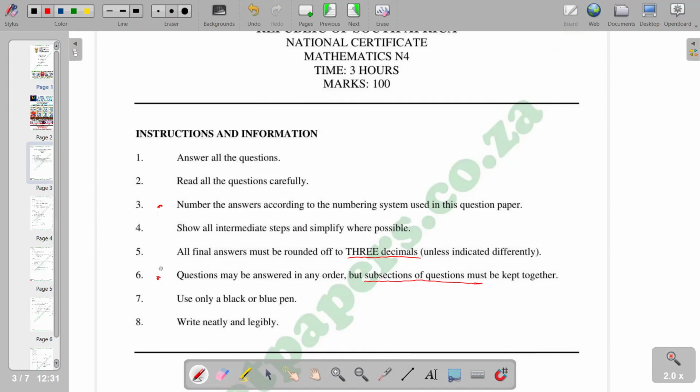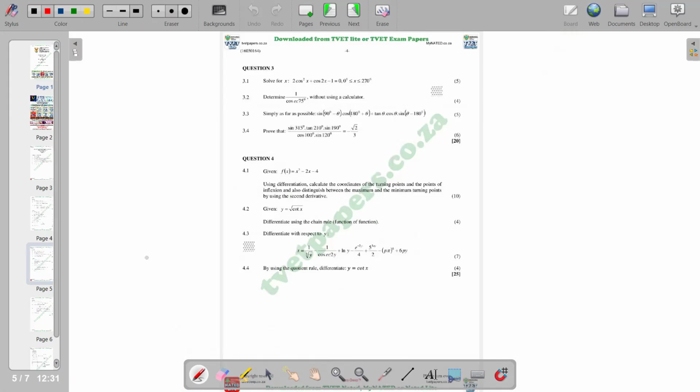So for this session, we are only going to concentrate on question 3 and question 4, which is a total of 45 marks out of the 100 marks. So let's go to question 3.